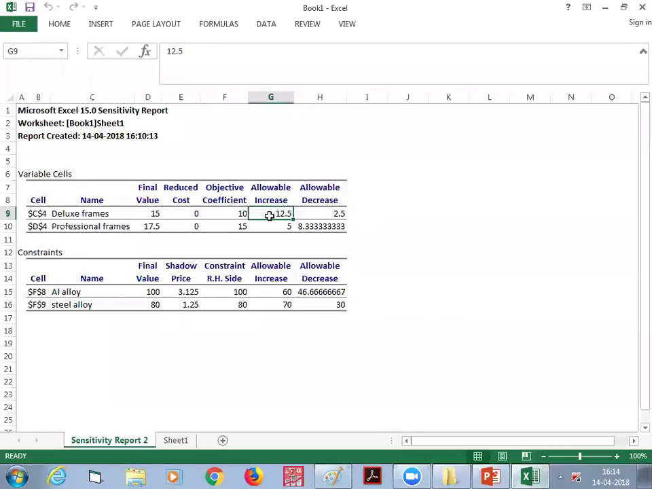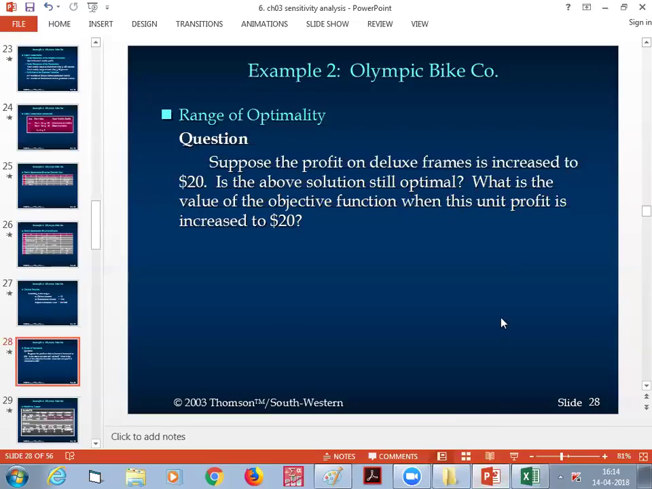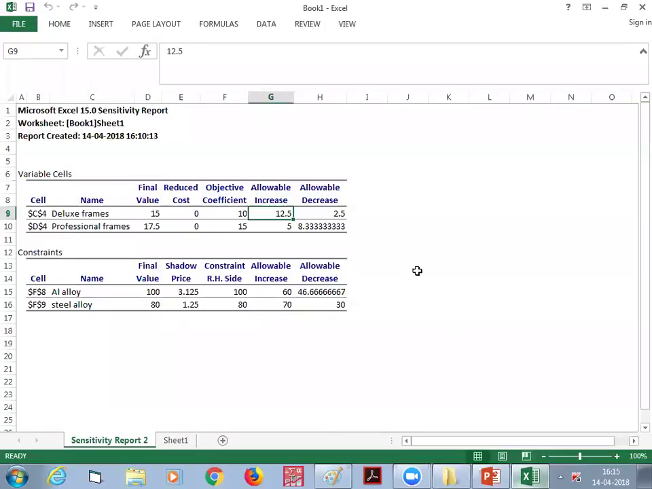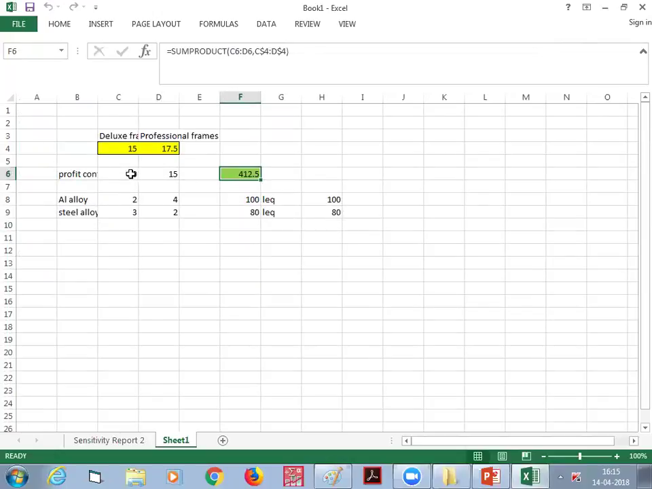Okay. The range here is 10 minus 2.5, that's 7.5, and 10 plus 12.5, which is 22.5. So because that's within the range, the solution will still remain optimal. What is the value of the objective function when the unit profit is increased to 20? Well, it's very simple. So now it becomes 20 into 15 plus 15 into 17.5. Okay, we can just go here and change this to 20 and we'll get 562.5.